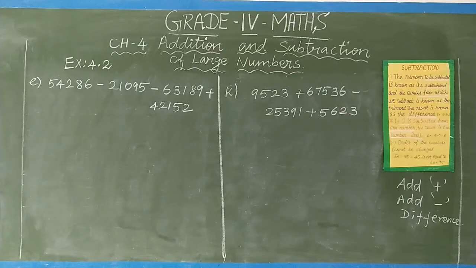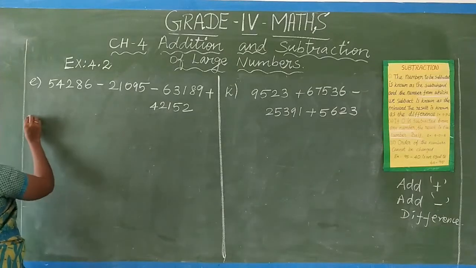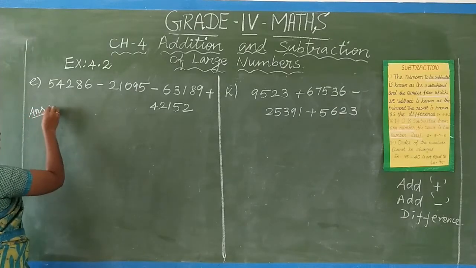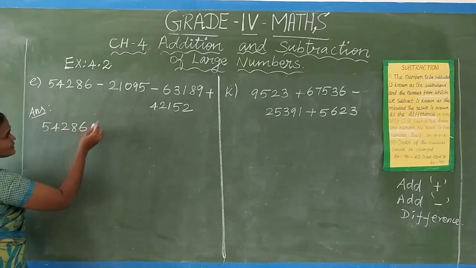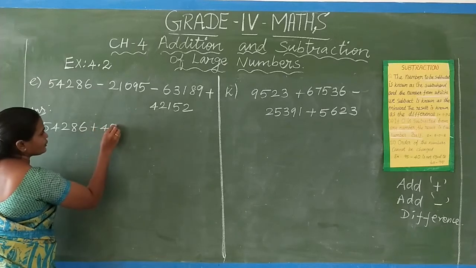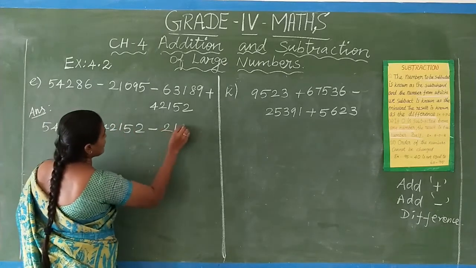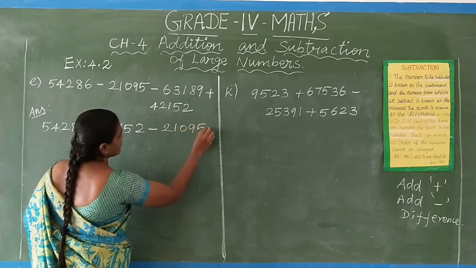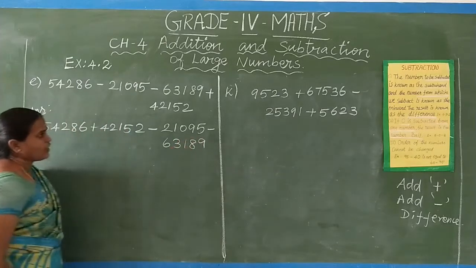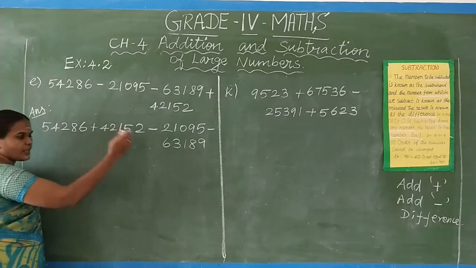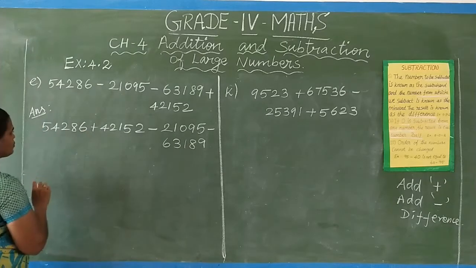So the next one: first you arrange the positive terms and the negative terms. Okay. So 54,286 is a plus term, 42,152 is a plus term, then 21,095 is a minus term, then 63,189 is a minus term. Now you add the positive terms, then you add the negative terms and find the difference. Now you add these two numbers.